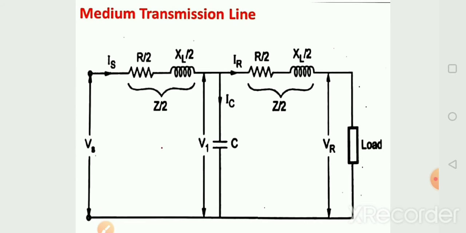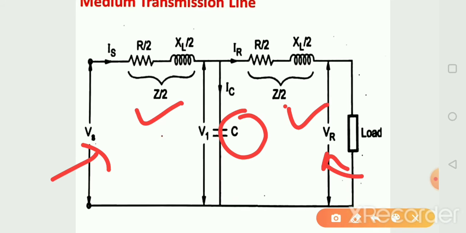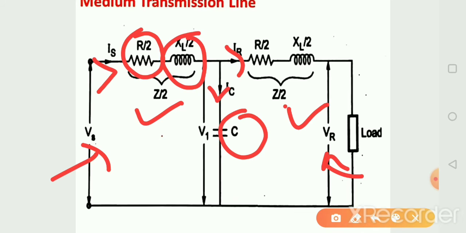So now here we are getting the ABCD parameters. Here Vs is the sending end voltage and Vr is the receiving end voltage. C is the capacitor. V1 is the voltage across this branch. Z by 2 and Z by 2, where the value of Z by 2 is R by 2 plus XL upon 2. Here Is is the sending current, IC is the capacitive current, and IR is the receiving end current.